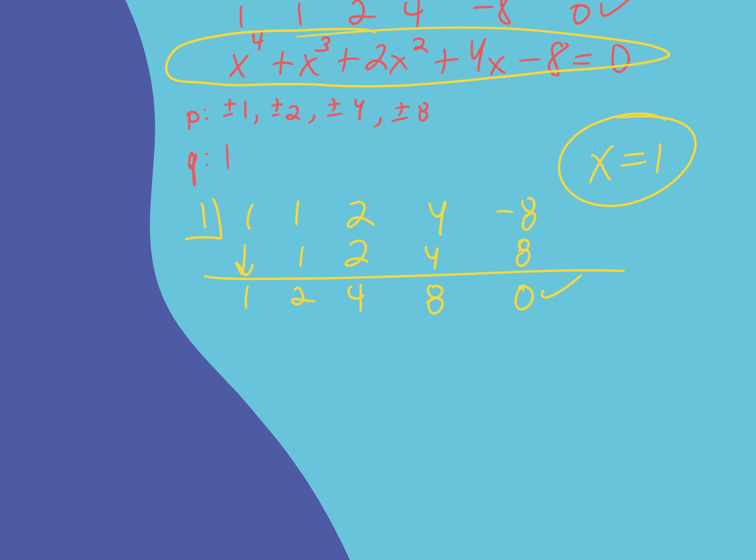So let's write our resulting polynomial. What's left over with this 1, 2, 4, 8 nonsense? X cubed plus 2x squared plus 4x plus 8 equals what? 0.